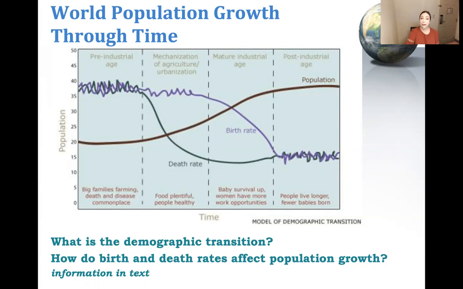Mature industrial age, this is where you see a lot of developing countries, so the number of deaths is low. Birth rate is coming down, they're not having as many kids, but population size is still increasing. There's still a growth rate. Finally, post-industrial age, births are low, deaths are low, but population size is high. However, it's not still growing rapidly.